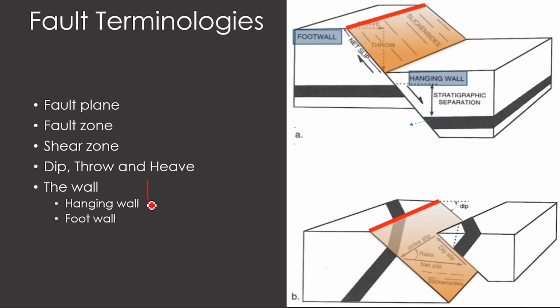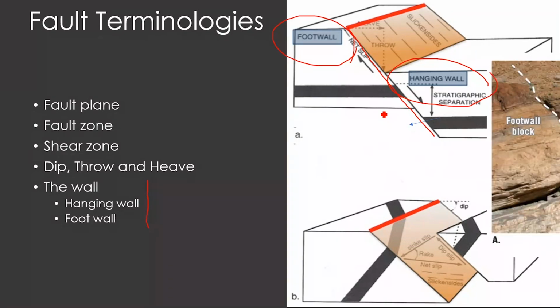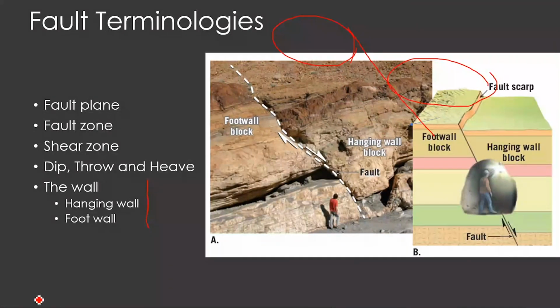There are two things, because when faulting happens, what is happening? The fault plane divides the earlier block into two blocks. What are these two blocks? These two blocks are called walls. And what are these walls? One is called a hanging wall and another is called a footwall. And what is the criterion for dividing the footwall and the hanging wall?